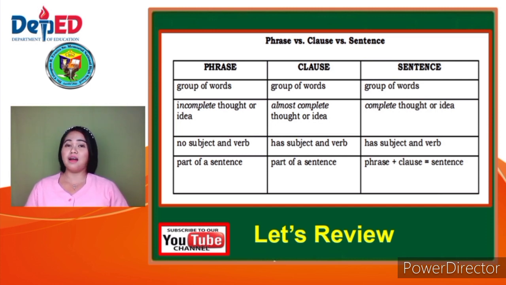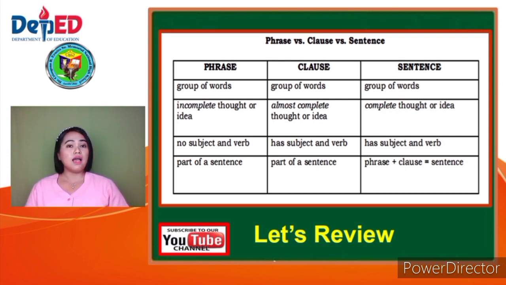Phrase versus clause versus sentence. What is a phrase? Group of words. And a clause is a group of words. Also, sentence is a group of words. But phrase is an incomplete thought or idea. Clause, almost complete thought or idea. And sentence has a complete thought or idea.